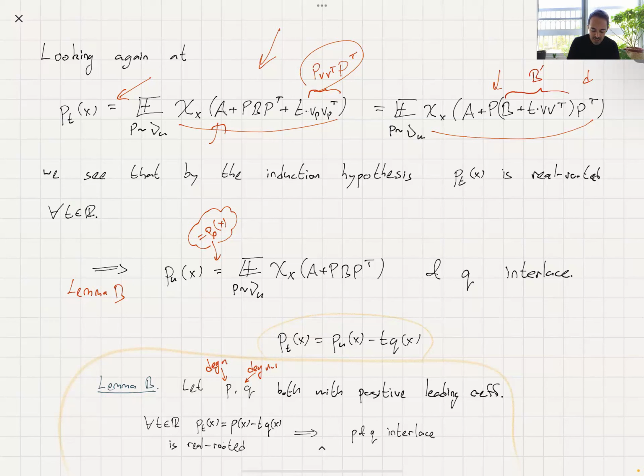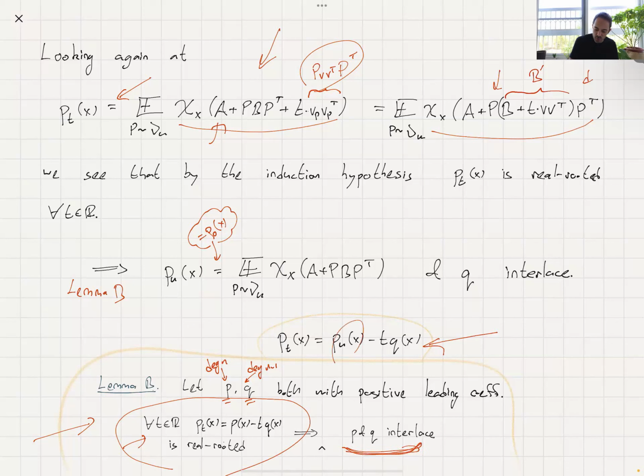So what's lemma B? Lemma B told us, it's here, that if you have a degree n polynomial P and a degree n minus 1 polynomial Q with positive leading coefficients, and you know that PT is always real-rooted for every T in R, then you know that P and Q interlace. Right? That's what that lemma said. And here we are in that situation. We define PT, this is PT, remember? And we just showed, using the induction, that PT is always real-rooted for every T. So that holds. So this means that P and Q interlace.